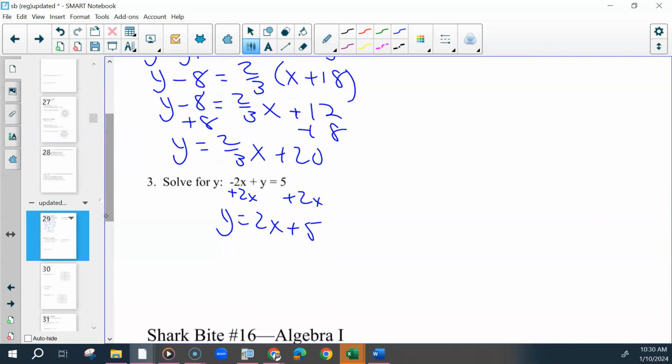So if it says solve for the y-intercept, you could either do this and then state what the y-intercept is, or put 0 in for x and then solve for the y-intercept. But if it doesn't say solve for the y-intercept, you shouldn't be getting the y-intercept and writing it as an ordered pair. Questions for that one?